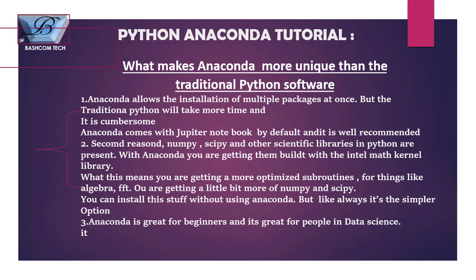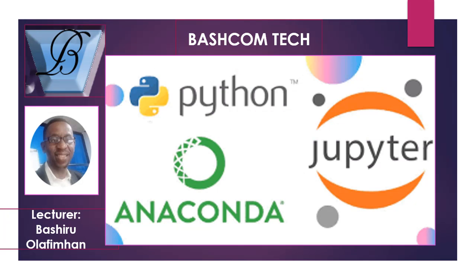Another basic advantage of using Anaconda in comparison to traditional Python software is that it allows you to incorporate libraries such as NumPy, SciPy, and other scientific libraries, which makes data analysis better. So if you want to carry out a statistical analysis of sales or whatever information you want to analyze, Anaconda is the best tool that you can use. Another big advantage is that it is great for beginners. Most new users that want to learn data science prefer Anaconda.